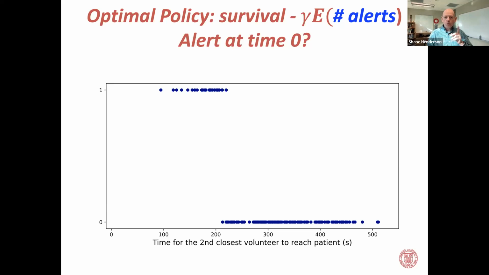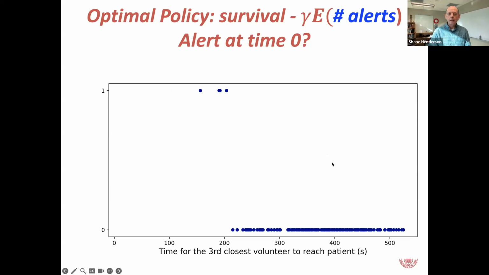So we're still just penalizing alerts here, right? So you see a pretty similar cutoff behavior here with the second closest and so on. So it's all pretty natural here. It's expensive to alert these additional volunteers, and so there's a distance thresholding that happens.